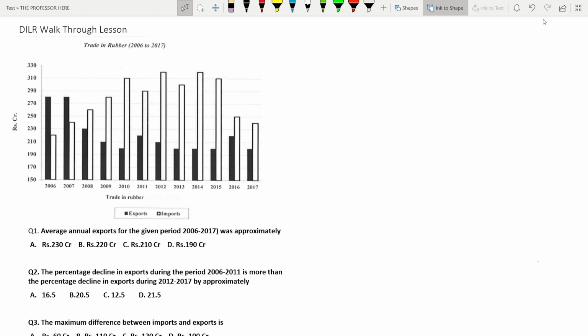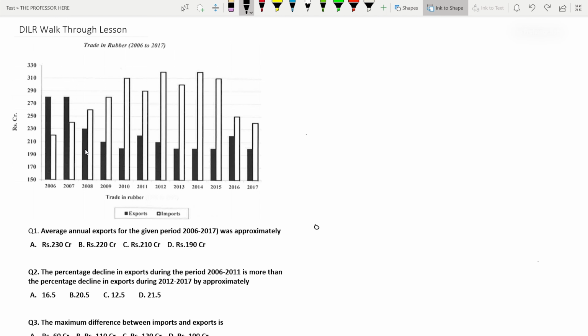First, let's look at bar graph. So let's take a look at the bar graph that's in front of us. The bar graph represents trade in rubber from 2006 to 2017. The year is marked in the x-axis and rupees in crore is marked in y-axis. So each of these bars represents exports and imports. Exports is represented by the black bar and imports is represented by the white one.